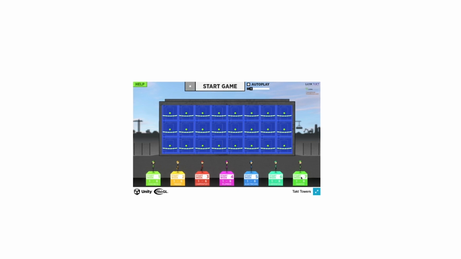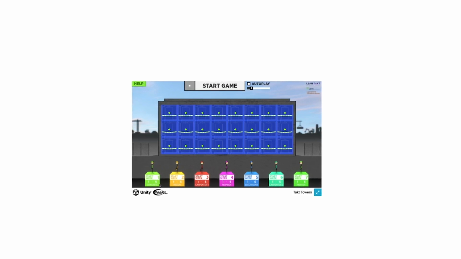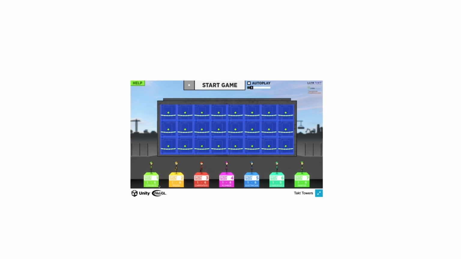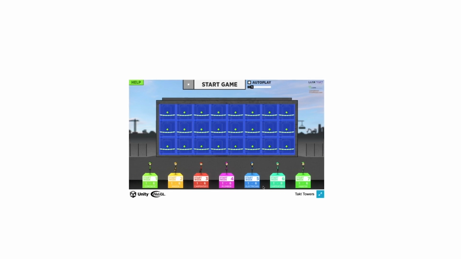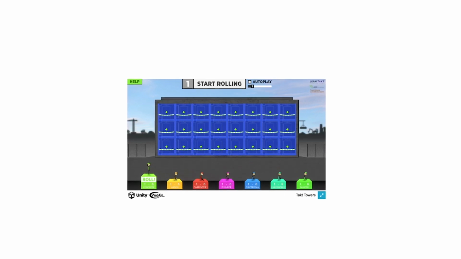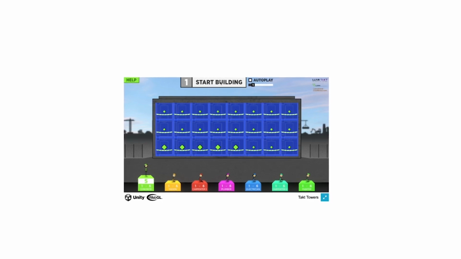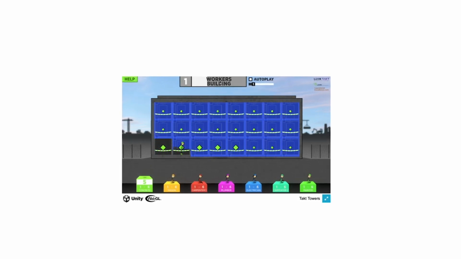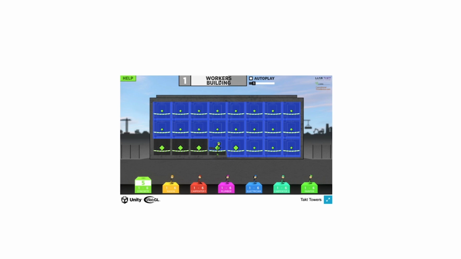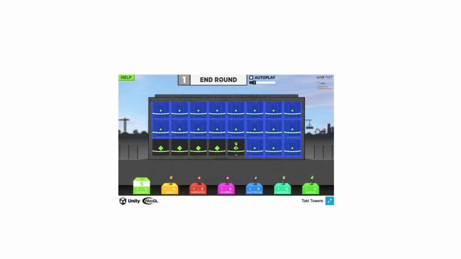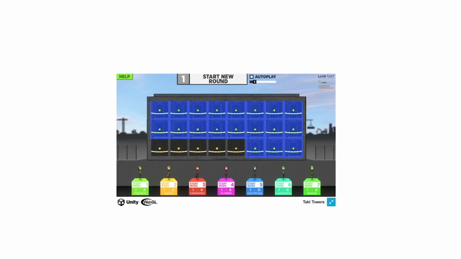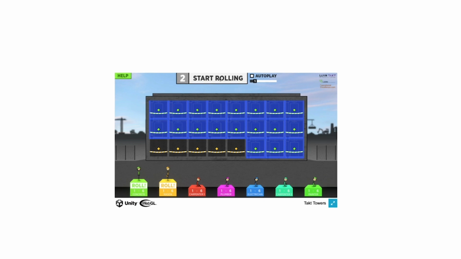The bottom line is that the computer will do a random roll of the dice. So the dice range is 1 to 6 on each of these. And what happens is when I hit start game and then start rolling, the computer will do a random roll of the dice. So the random dice roll was 5. And 1 to 6 means that there's a high level of possible variation. Then you hit end round and you can hit start new round, so they're ready to go.